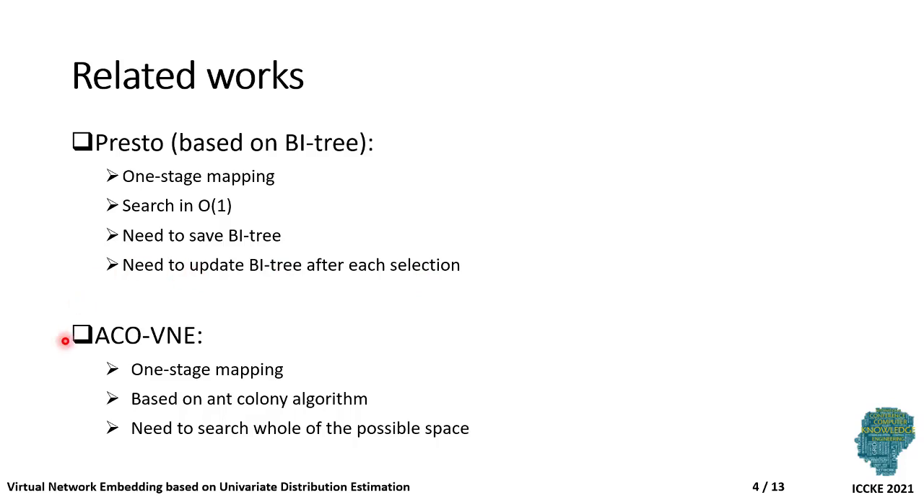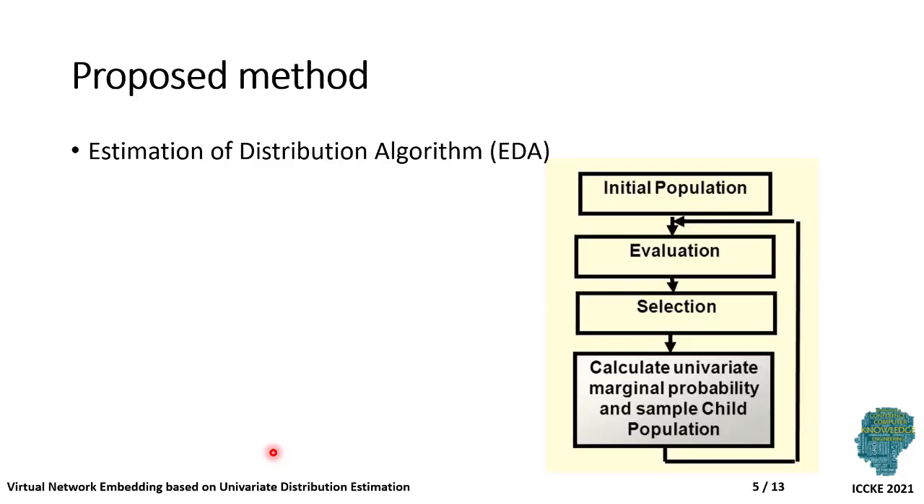The second paper that we want to highlight is HCOVNE, which is based on ant colony optimization and is in the category of one-stage mapping. The drawback of this paper is searching all of the possible space, which is time consuming again, and we want to solve these two drawbacks by using estimation of distribution algorithms.